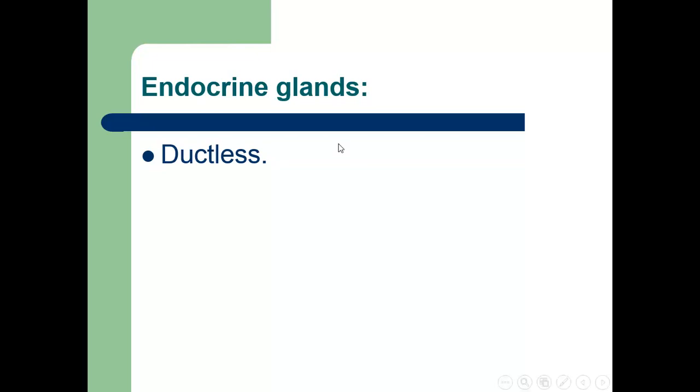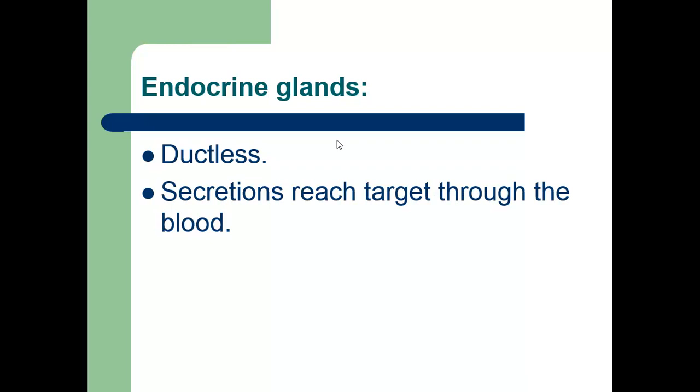What about endocrine glands? Endocrine glands are ductless. The secretions reach the target through the blood. Okay, so the main difference here is that these glands are ductless, they are without ducts. This raises the question about how their secretions reach the target. The secretions reach the target through the blood. So usually, if you compare these endocrine glands with other organs, you see that they have a rich blood supply.